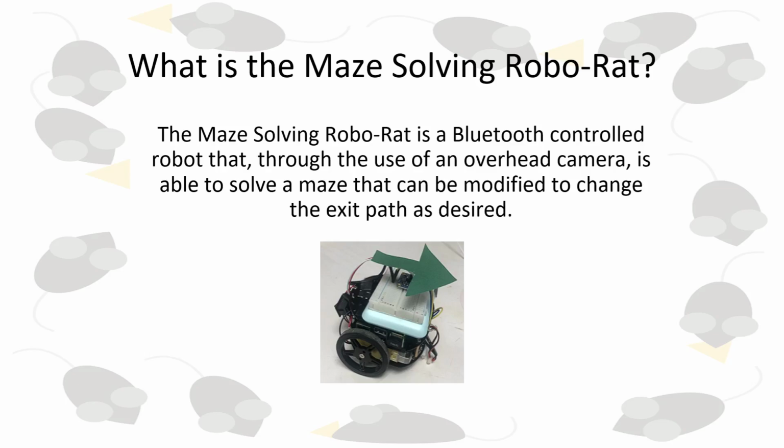What is the maze-solving robo-rat? The maze-solving robo-rat is a Bluetooth-controlled robot that, through the use of an overhead camera, is able to solve a maze that can be modified to change the exit path as desired.